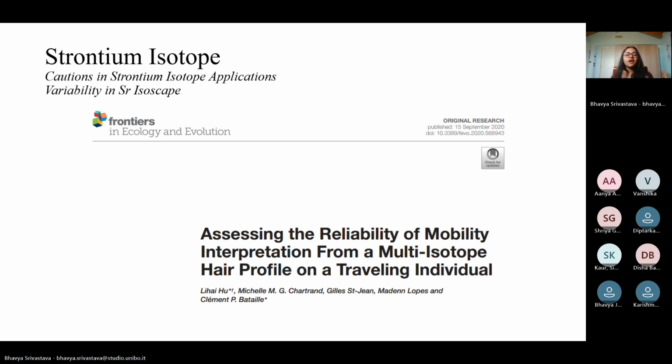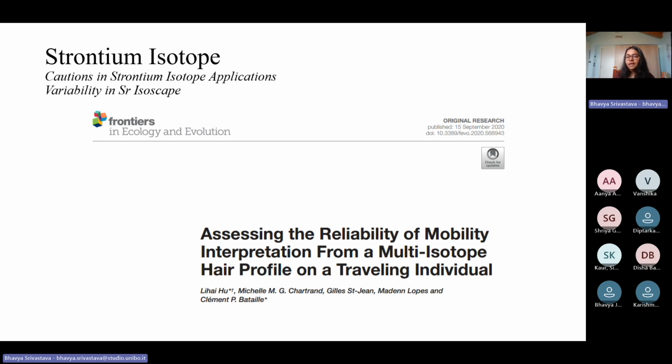So this paper is a very recent paper published in 2020. What the researchers did, they took hair samples of an individual who was traveling a lot in the 18 months of their life. So if they have been traveling a lot through different regions, that means they are consuming food from different regions, and the isotope ratio that is getting in their body is reflective of the different regions they have traveled.